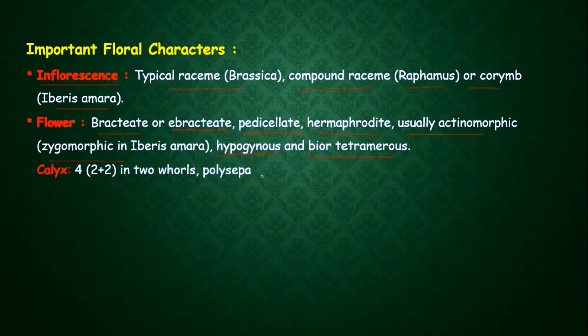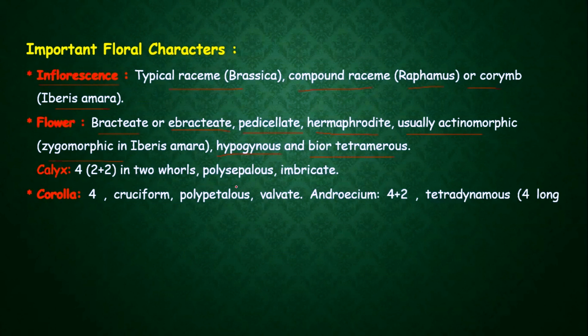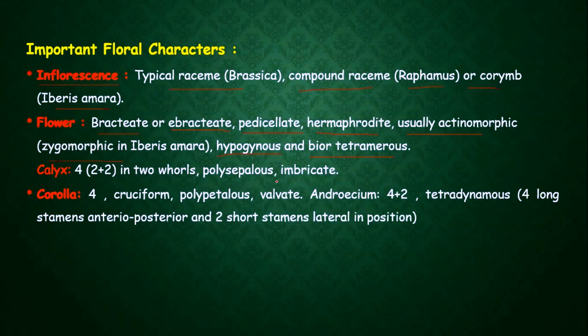Calyx consists of how many sepals? They are given very clearly. Calyx consists of four sepals, arranged in two whorls. Polysepalous, sepals are free. What type of estivation in calyx? Imbricate estivation, that means irregular arrangement.